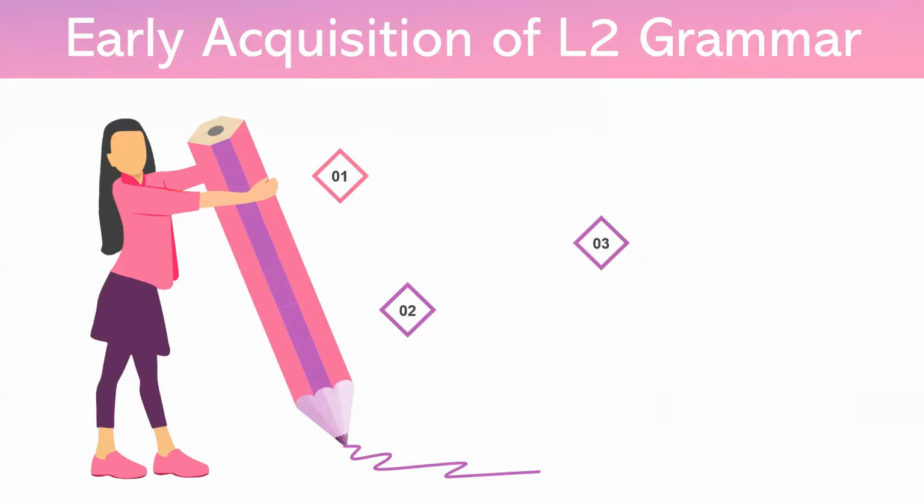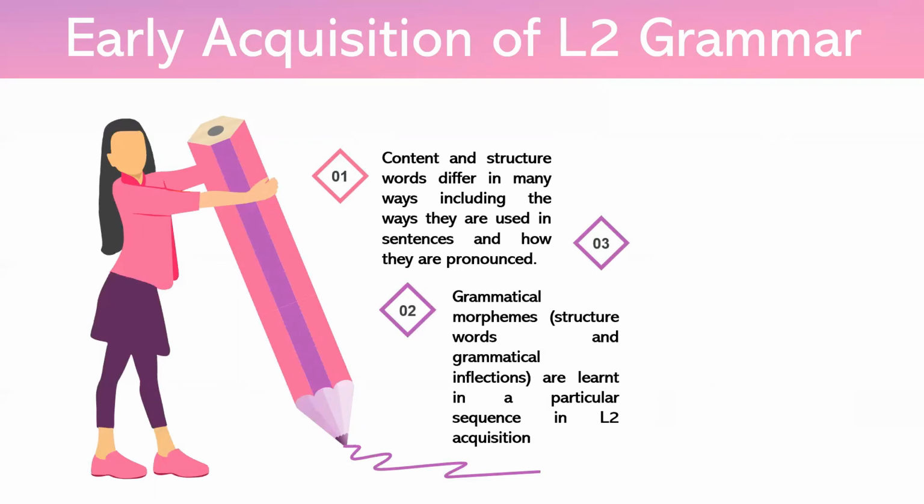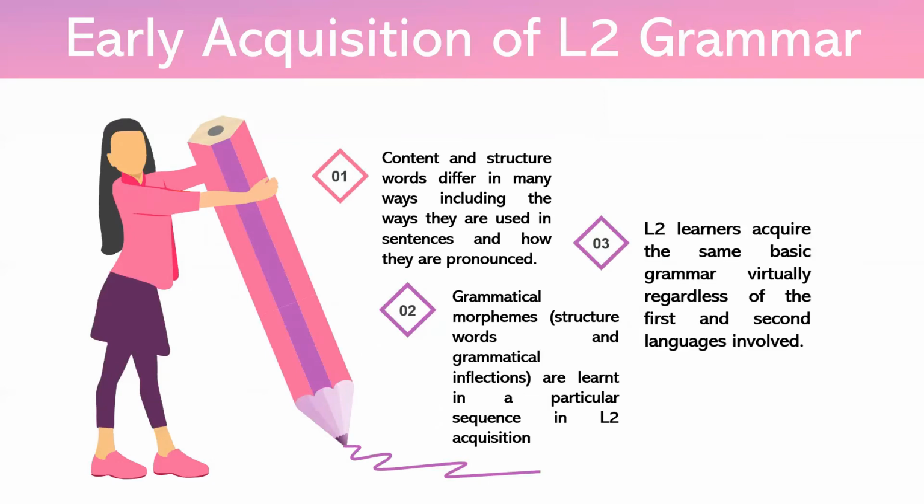So what are the key points here in the early acquisition of L2 grammar? Content and structure words differ in many ways, including the ways they are used in sentences and how they are pronounced. Grammatical morphemes, structure words, and grammatical inflections are learned in a particular sequence in L2 acquisition. L2 learners acquire the same basic grammar virtually regardless of the first and second languages involved.